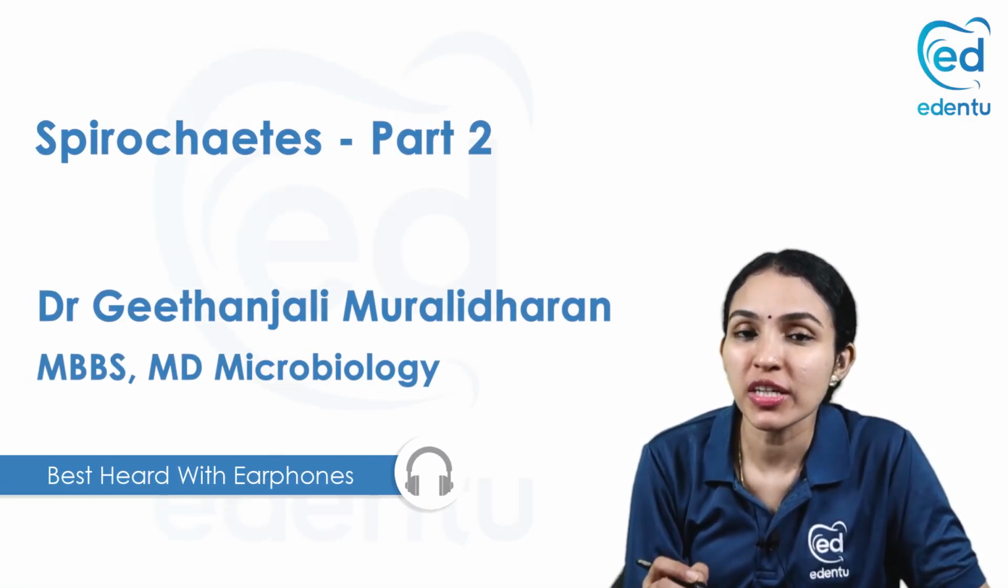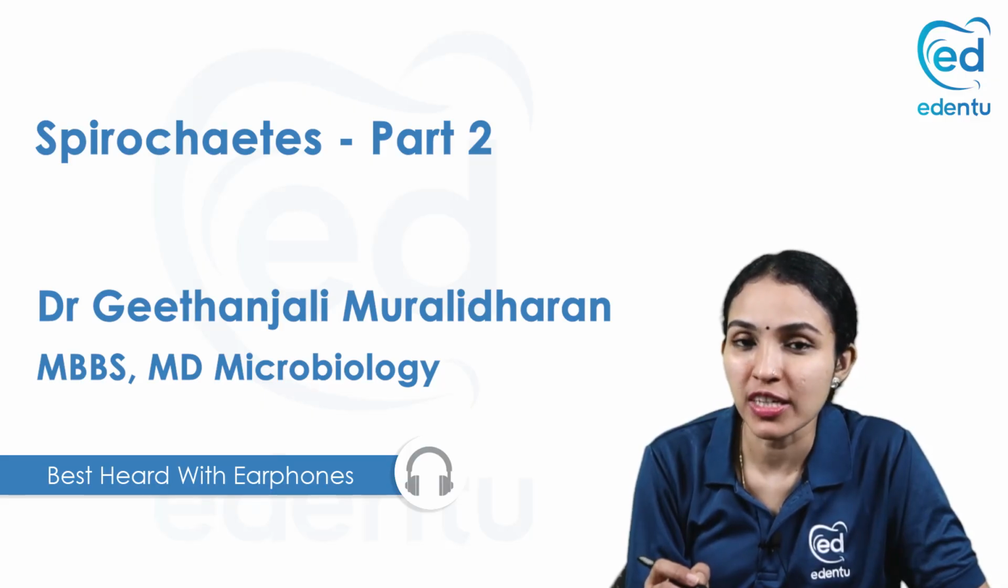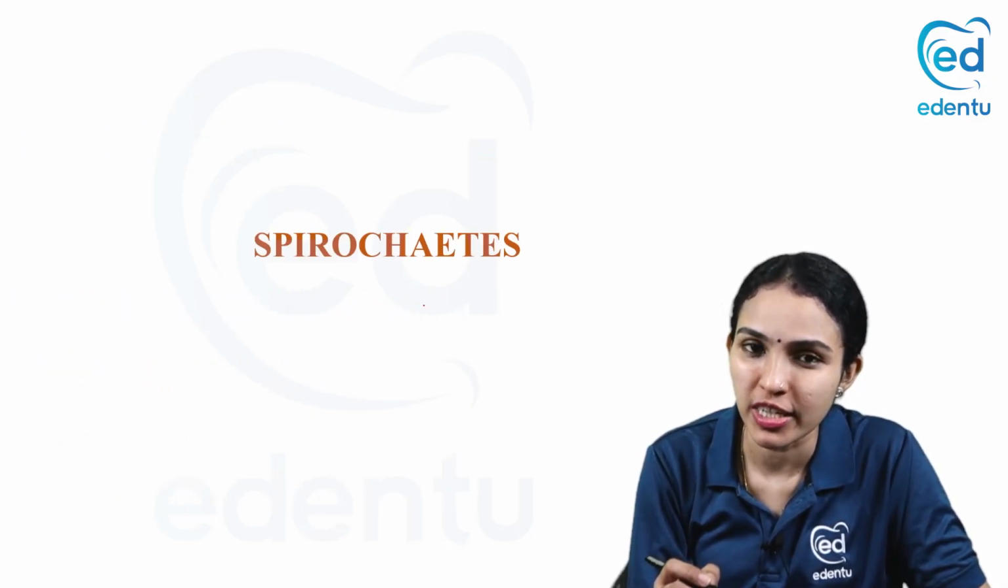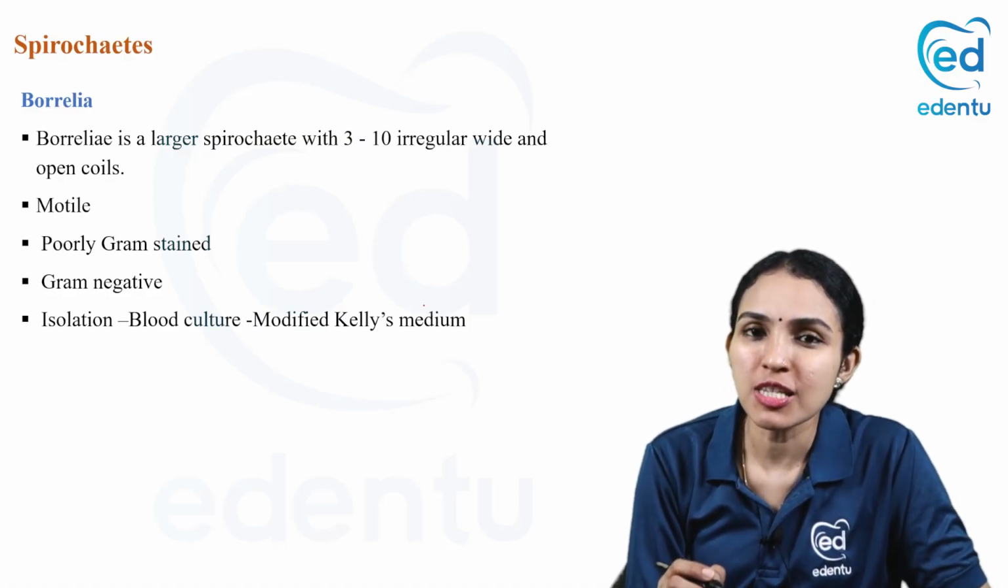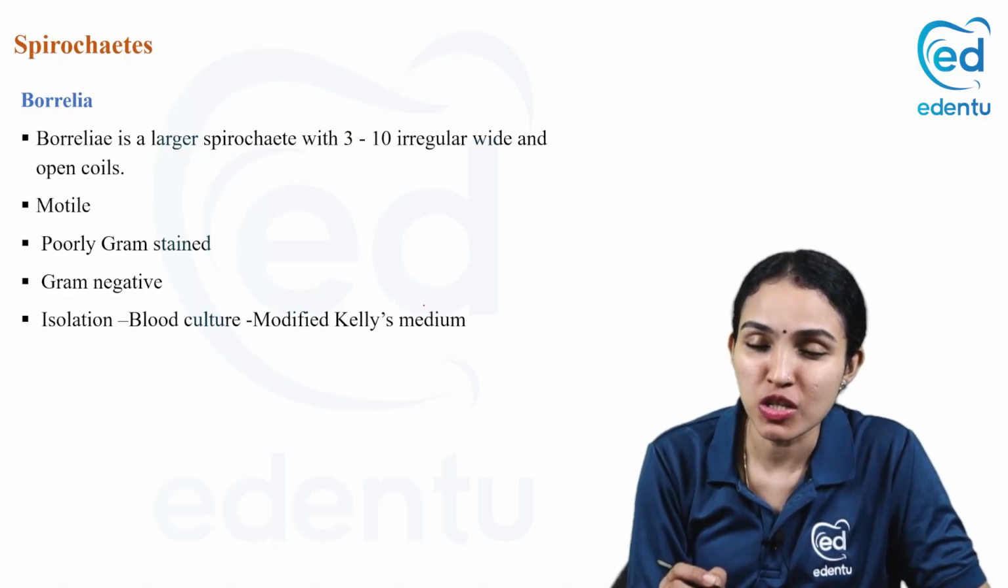Students, in this session we are continuing with the spirochetes. We have learned Treponema pallidum, so two more are left, Borrelia and Leptospira. Regarding Borrelia, it is similar to Treponema pallidum. This one is also spirally coiled because this is also a spirochete.